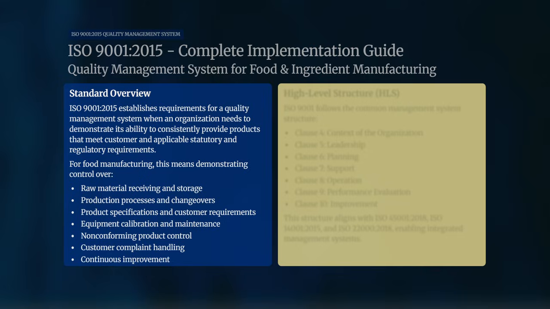when an organization needs to demonstrate its ability to consistently provide products that meet customer and applicable statutory and regulatory requirements. For food manufacturers, this means demonstrating controls over raw material receiving and storage, control over production processes and changeovers, control over product specifications and customer requirements, control over equipment calibration and maintenance, control over non-conforming product, control over customer complaints handling, and also demonstrating control over continuous improvement.